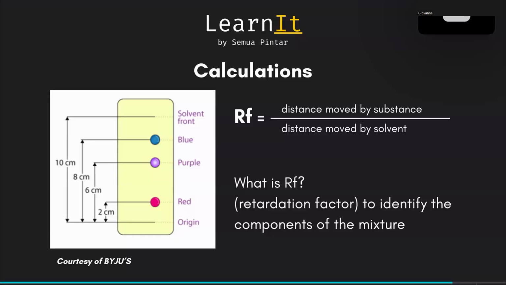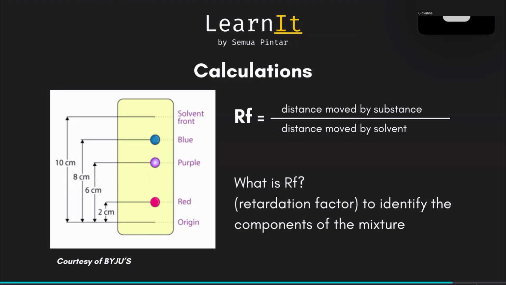And here I've also already added the formula to calculate the RF value, which is distance moved by substance over distance moved by solvent. So calculating the RF value allows chemists, as well as us students, to identify unknown substances because it can be compared with the RF values of known substances under the same conditions. So do take note that the RF value is a ratio and it has no unit. So you don't have to put any sort of unit for the answer later on.